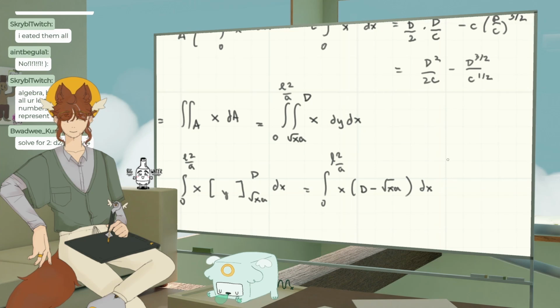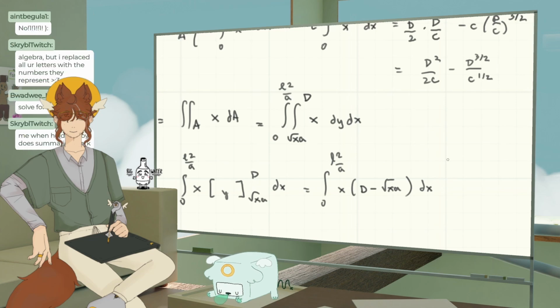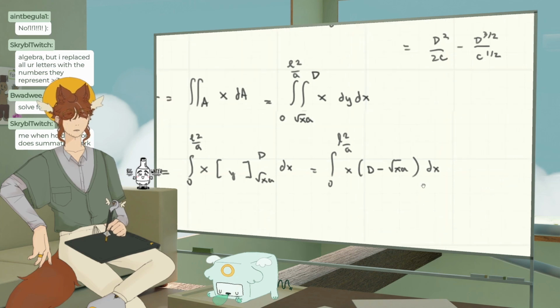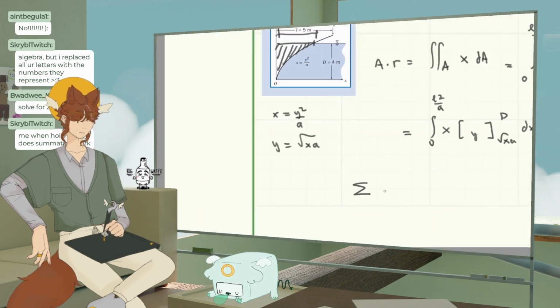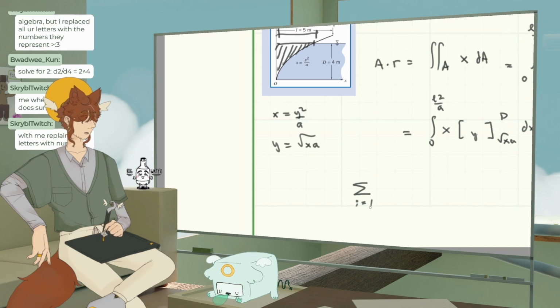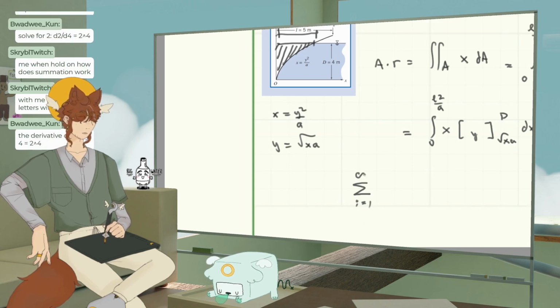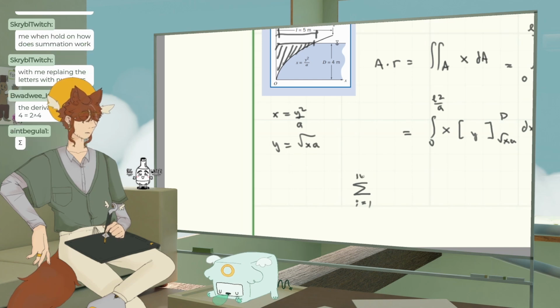Solve for 2. D squared over d 4d equals... Wait, solve for 2? Sure, square root of 4. And hold on, how does summation work? It's not too bad. So you have a sum sign. Down here, you're gonna have your variable that's changing, sort of like a for loop if you've done coding. So this is where it starts. So your starting index can be 1 or 0. And then let's say we go to infinity. This is just where your end is. Or let's say we go to 10. And then you can put whatever you want here and you just sum it up.